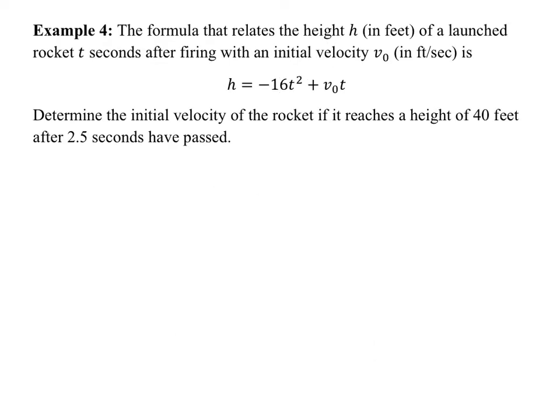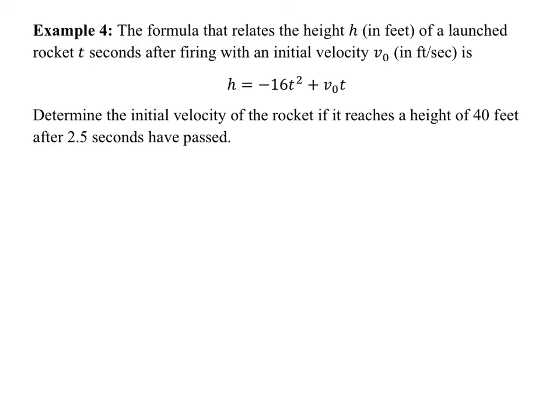All right. Number four, the formula that relates the height h in feet of a launched rocket t seconds after firing with an initial velocity v0 in feet per second is the following formula. H equals negative 16t squared plus v0t. Determine the initial velocity of the rocket if the rocket reaches a height of 40 feet after 2.5 seconds have passed. So we're taking a simple equation and simple solutions and applying this to a word problem now. Okay, we're applying it to a word problem.